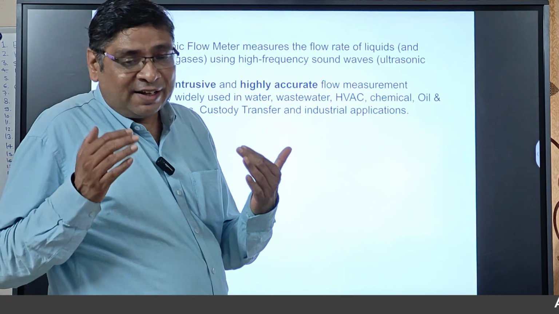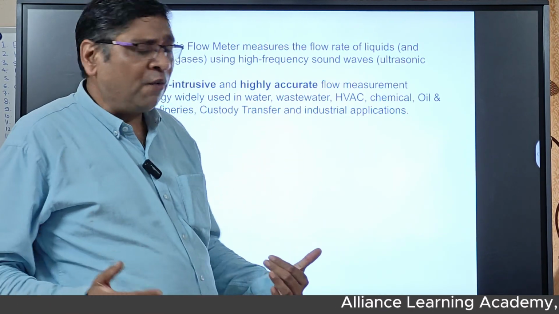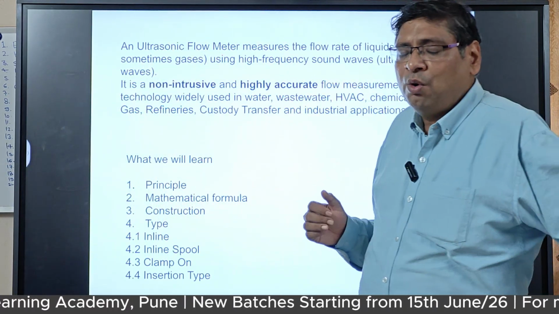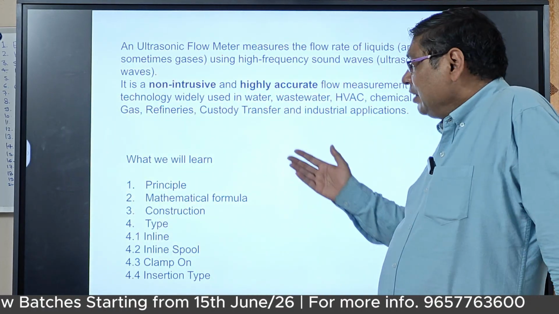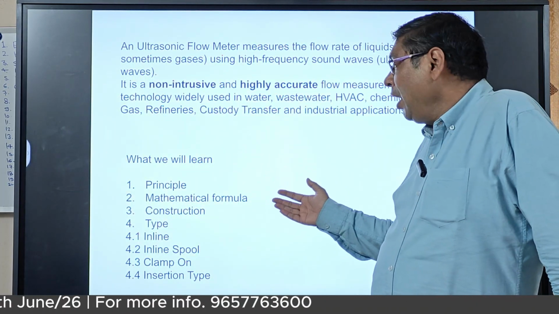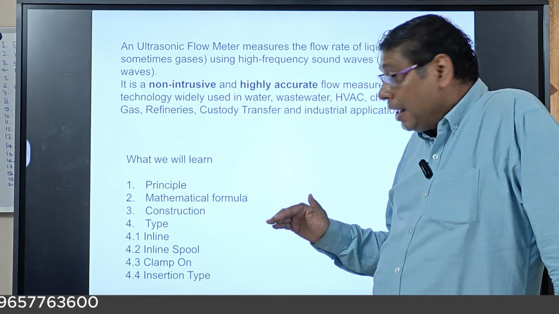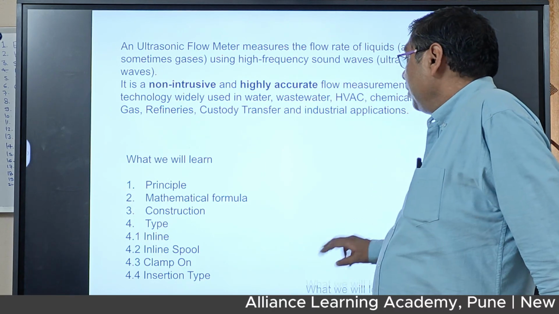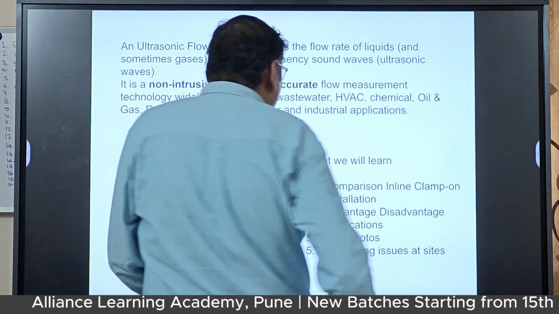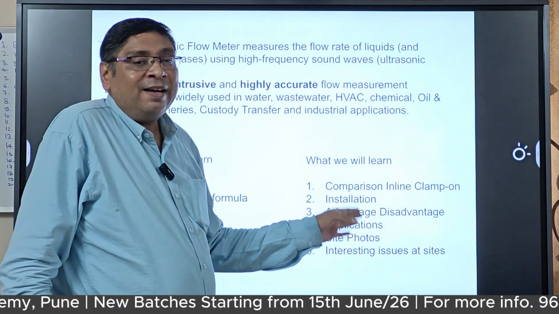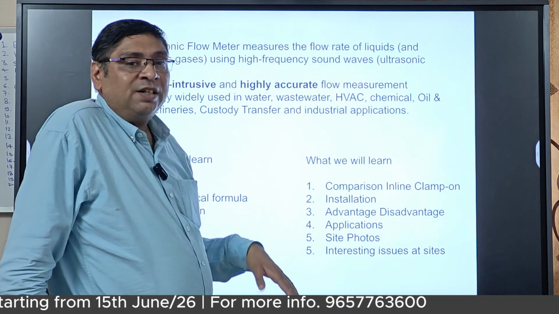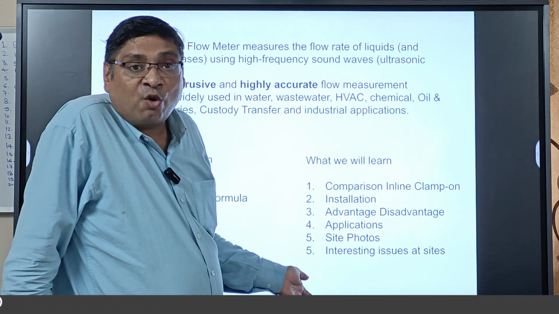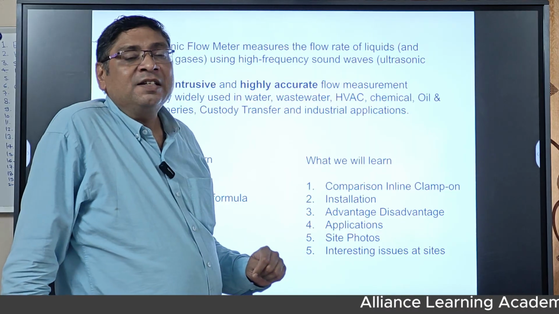Okay, in this ultrasonic flow meter, what are we going to study? These are the basic points we are going to study: the principle, mathematical formula, construction, types: inline, spool, clamp-on, and insertion type. And then what more will we learn? Comparison of inline and clamp-on installation, advantages, disadvantages, applications, a few site photographs, and the interesting site issues.